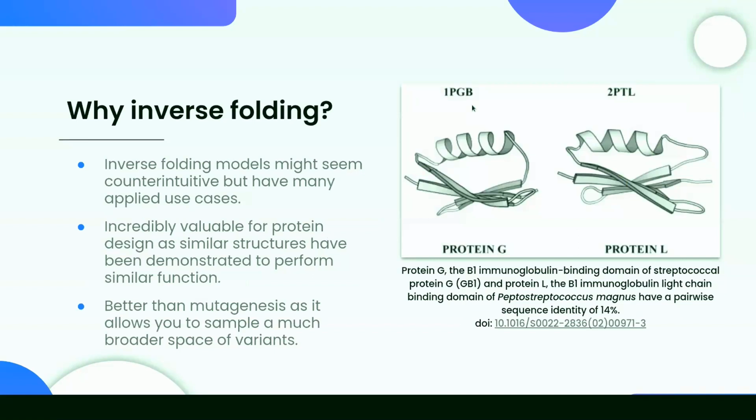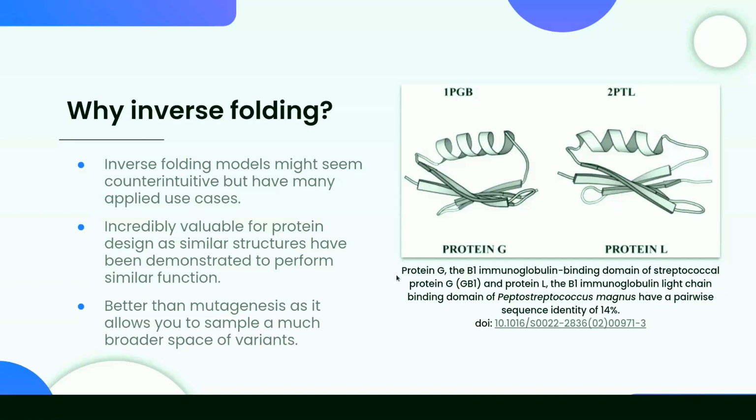Inverse folding seems counterintuitive, but it has a lot of different applied use cases, especially as an alternative for mutagenesis, so that you can do in silico mutagenesis as well as therapeutic development. I think this is one of my favorite cases of proteins with very low sequence homology of only 14%, but they have very similar function and very similar structure. In fact, they have the same secondary structures as well, which is 4 beta sheets and only 1 alpha helix.